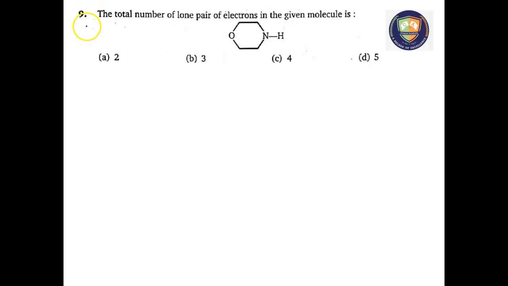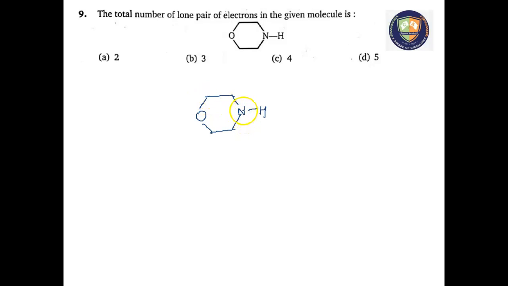Next we have question number 9, that is the total number of lone pairs of electrons in the given molecule, and you have been given this compound. So let us first draw this compound. We have this carbon-carbon bond, we have this oxygen attached, then we have carbon, then there is this nitrogen attached like this, and this nitrogen has one hydrogen.